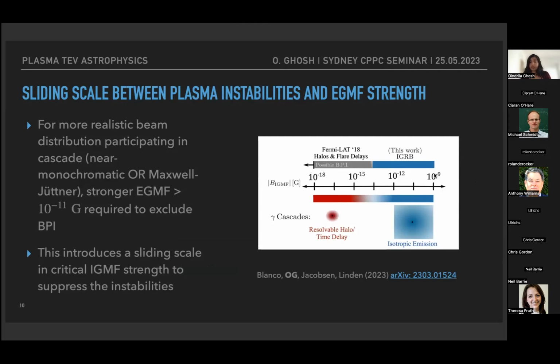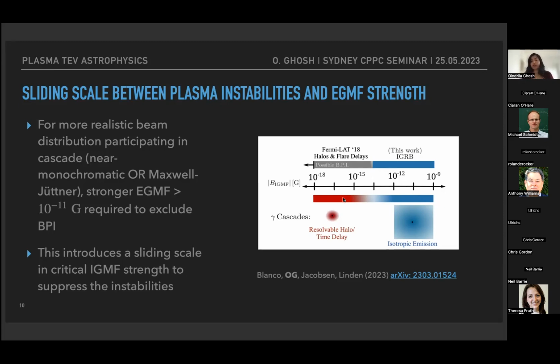So we could think of it this way. If you have an intergalactic magnetic field that is sufficiently strong, meaning it's between pico and nanogauss strength, then you would have these isotropic emissions from their cascades, and this would then lead to an overproduction of the IGRB.